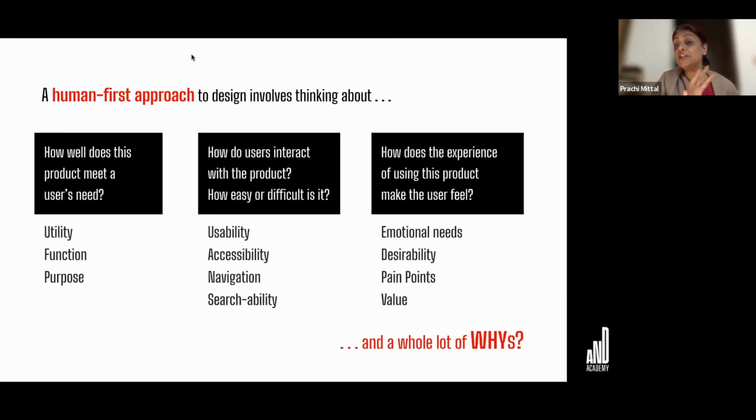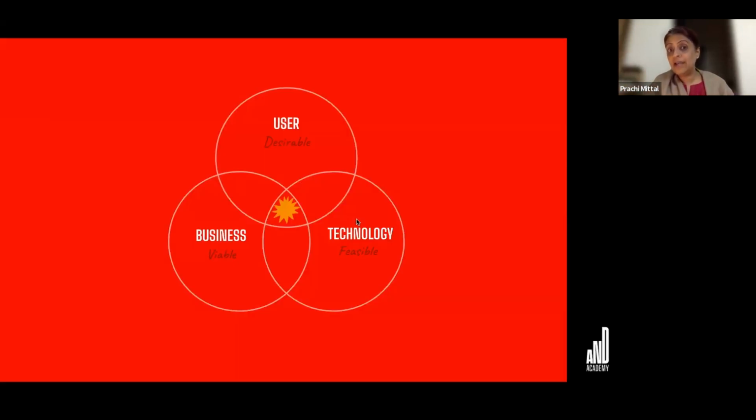When I get the first two boxes correct, my next box can tick off most of it, but some of them are also my emotional needs, my desires, my pain points. What do I value? All of that. So all of these three boxes put together, one has to think about when you take a human first approach as a UX designer. And you therefore end up asking a lot of whys, right?